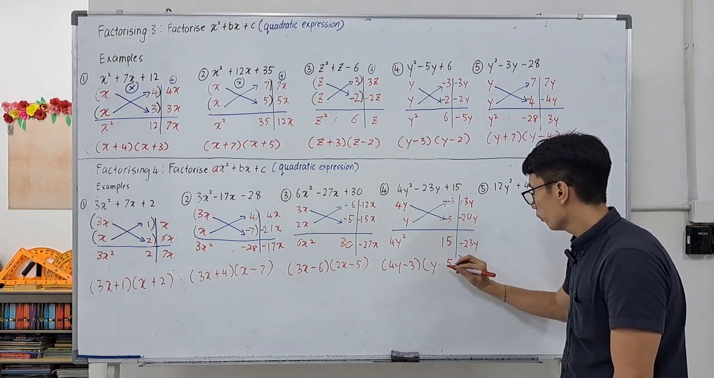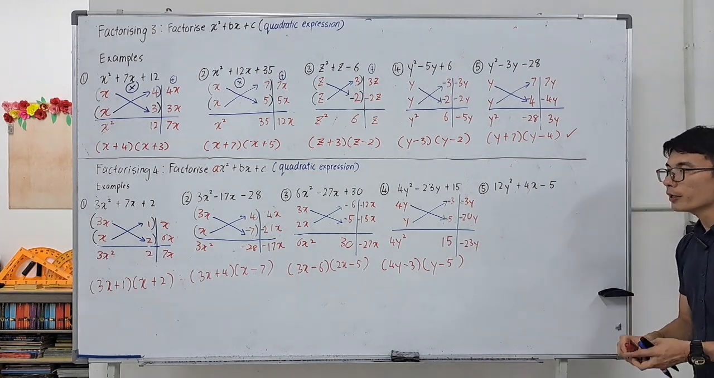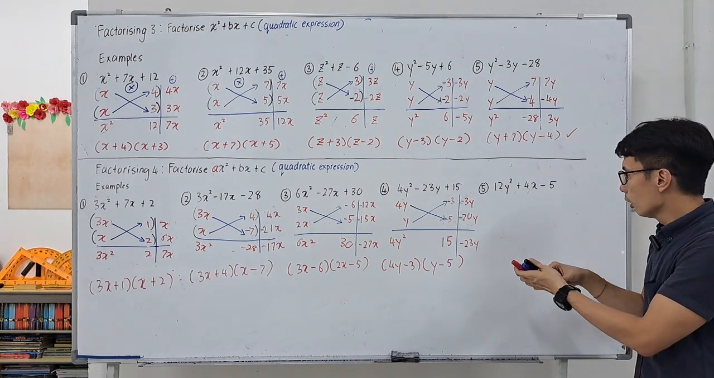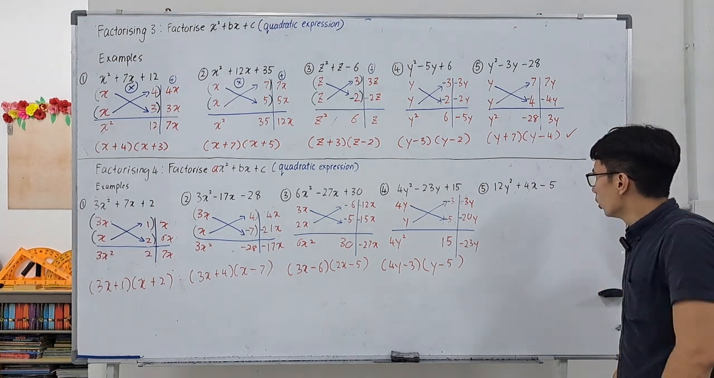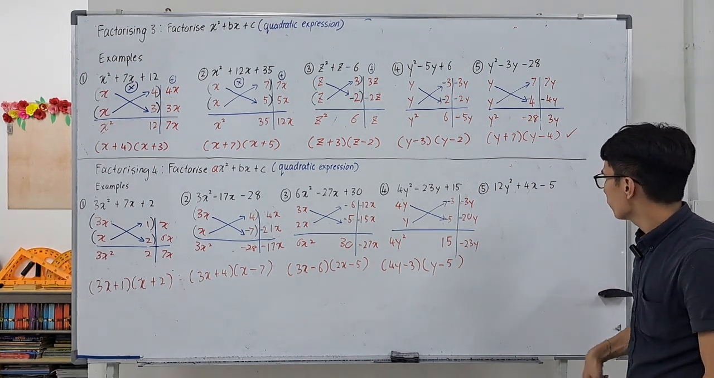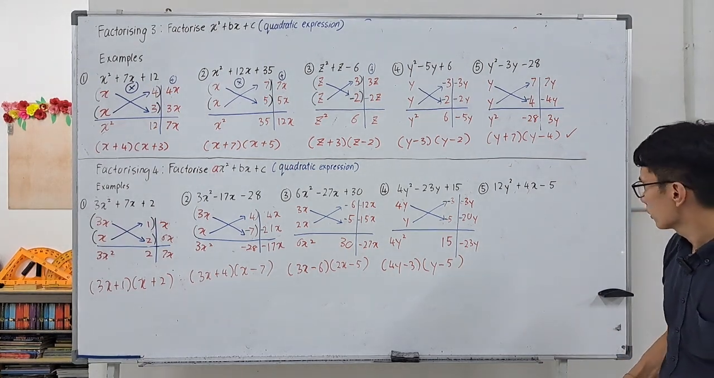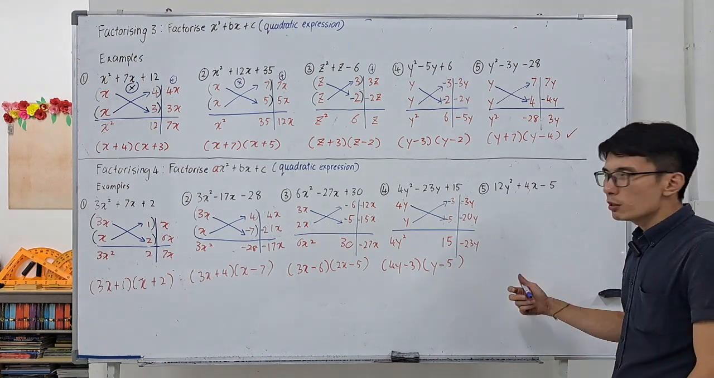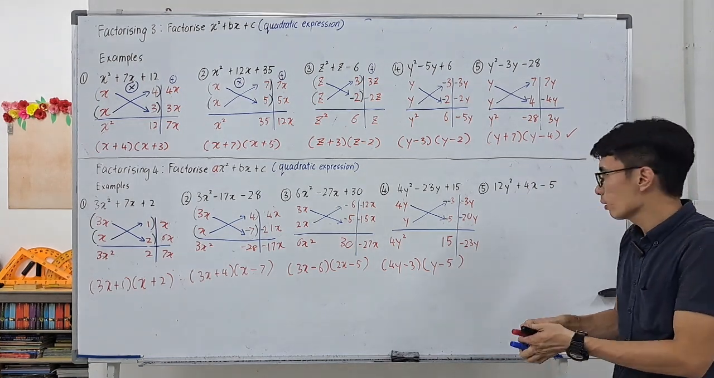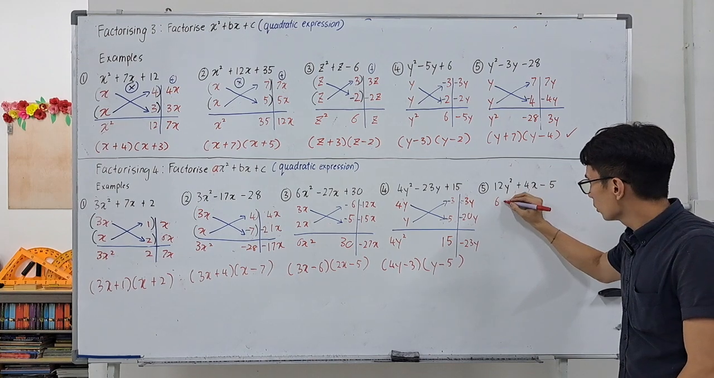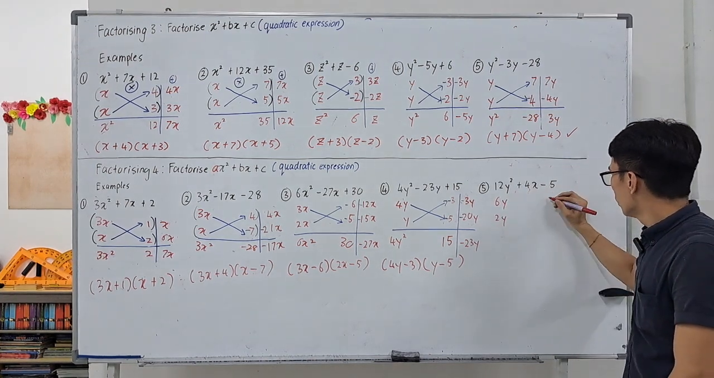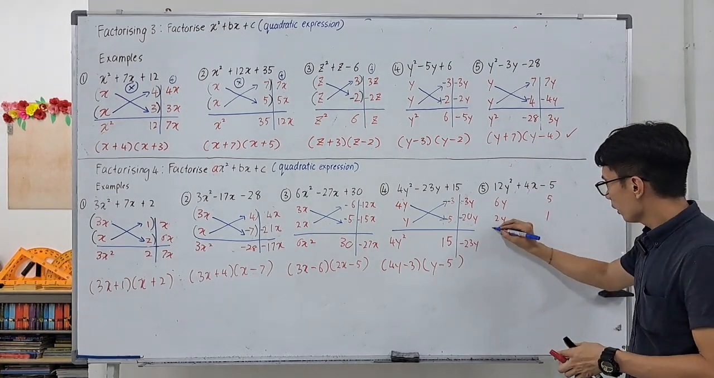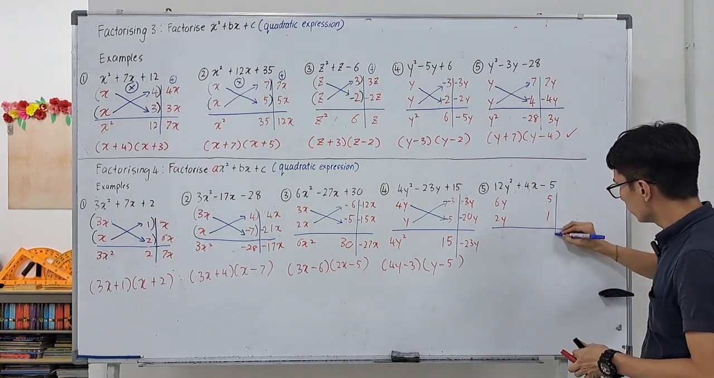Done. Okay, final example. So let's try this one last final example out together. So again, 12y squared plus 4y minus 5. Let's factorize this. What pair of numbers can you think of to give you 12? Maybe in my head now, 6 times 2. Sounds promising. Let's try that. So 6y, 2y, 5, 1. Let's see what's going to happen.